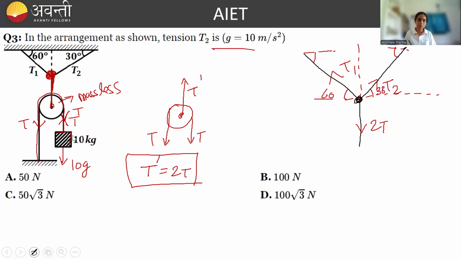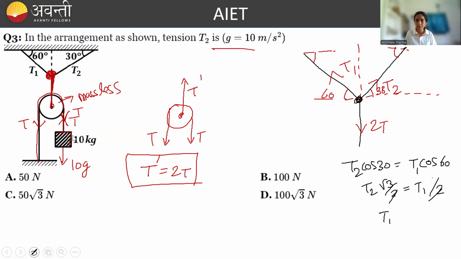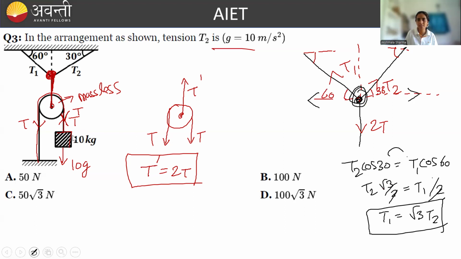So if you talk about T2, then T2 cos 30 will be equal to T1 cos 60. So from here, T2 root 3 by 2 will be equal to T1 by 2. So 2 will get cancelled and T1 is equal to root 3 T2. We are getting this from here. Now let's talk about this. These two will be equal because at this point the only horizontal forces acting are in this sense and this sense.